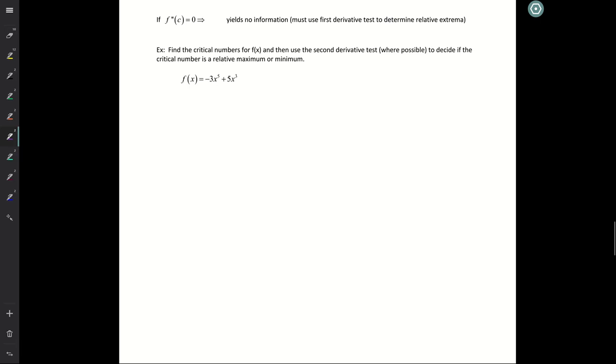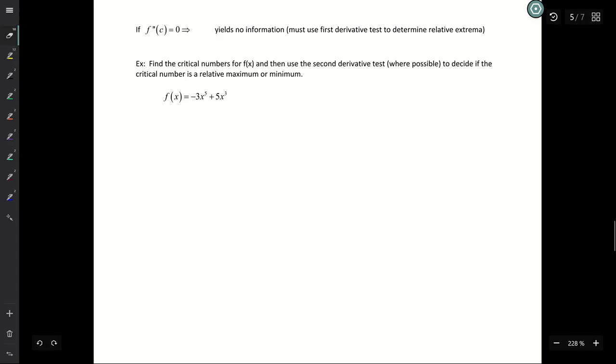So this says find the critical numbers of f of x and then use the second derivative test where possible to decide if the critical numbers is a relative max or minimum. So all we're going to do here, we're actually not going to find the relative max or min, we're just going to indicate if we have one at the critical numbers. So first thing here, let's find the critical numbers of f of x.